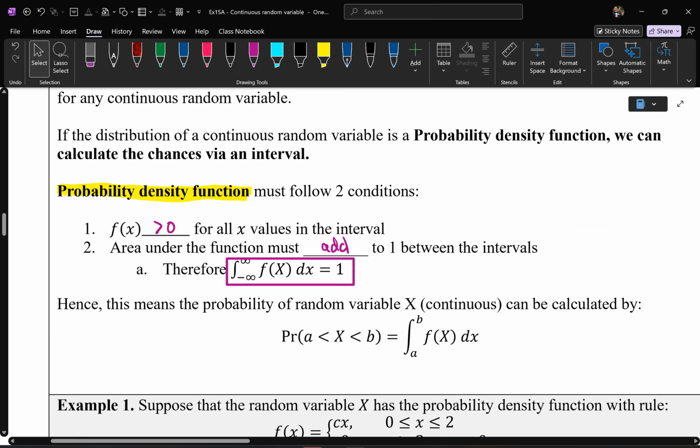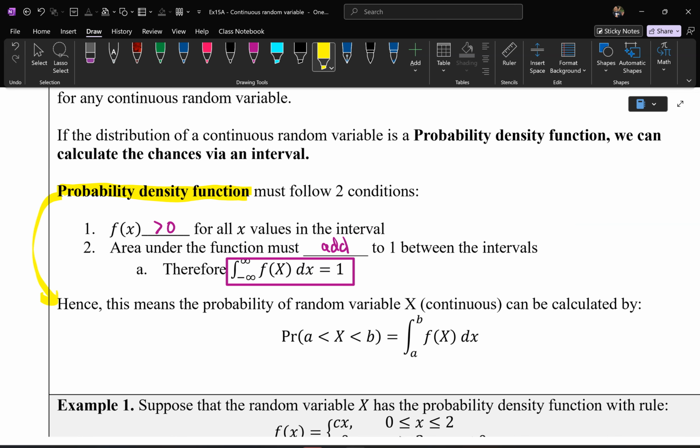So that means once these two are satisfied, it's a probability density function. 15a, that's the first thing you need to understand. Do you understand what a probability density function is? Which is just two conditions.